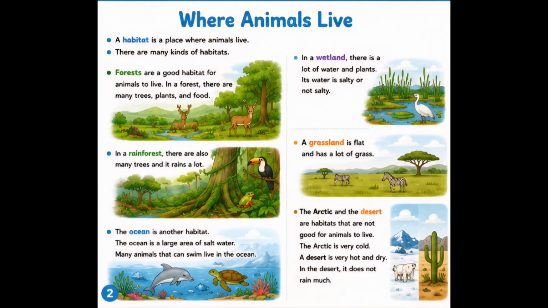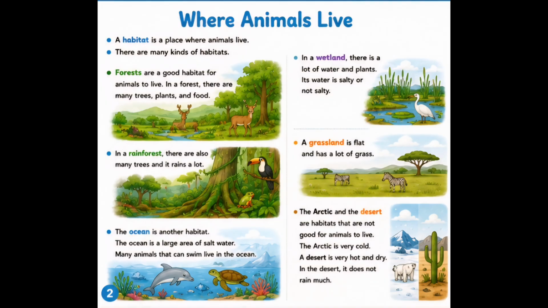Where animals live. A habitat is a place where animals live. There are many kinds of habitats. Forests are a good habitat for animals to live. In a forest, there are many trees, plants, and food. In a rainforest, there are also many trees and it rains a lot.